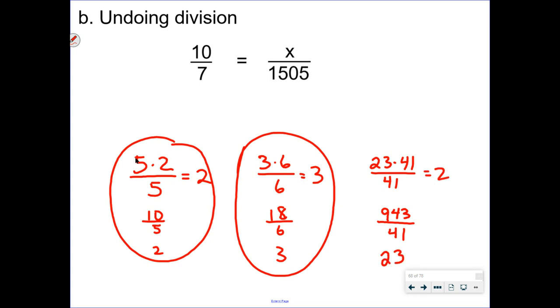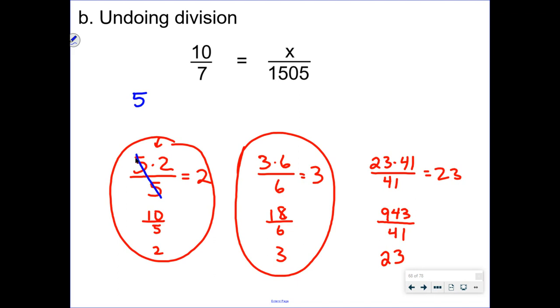You're like, how on earth did you do that? Well, look at this. 5 times 2 divided by 5 is 2. 3 times 6 divided by 6 is 3. 23 times 41 divided by 41 is 23. Do you notice what's happening here? When I multiply by something and then divide by that same number, one of those numbers cancels out.